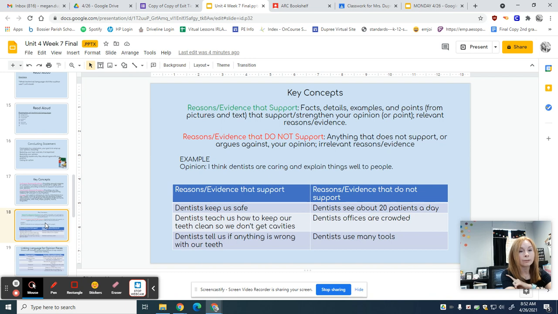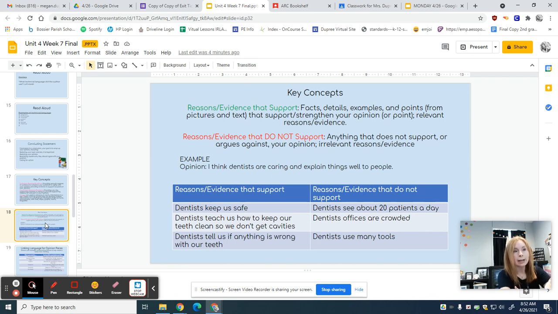All three of these things are facts. All three of these things also support that dentists are caring and that they explain things well to people, okay? And if we look at the other side, the reasons or evidence that doesn't support it. Dentists see about 20 patients a day. Does that tell me that dentists are caring? Does that show me how they explain things? No. Dentists' offices are crowded. Does that show me that they're caring or that they explain things well? No. Dentists use many tools. That also does not show that they are caring or that they explain things well.